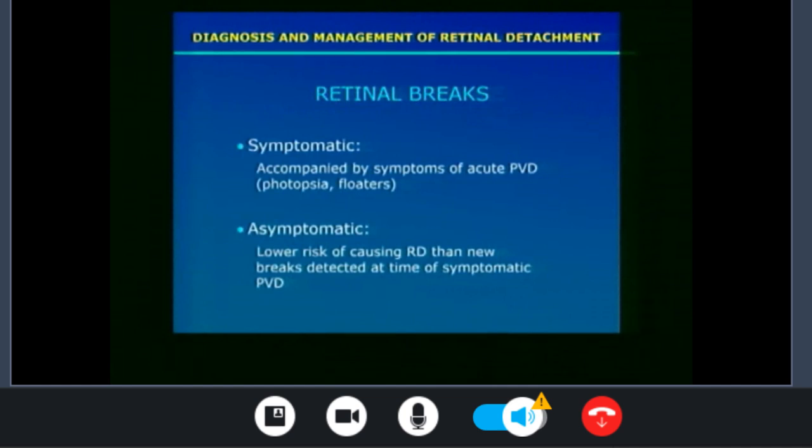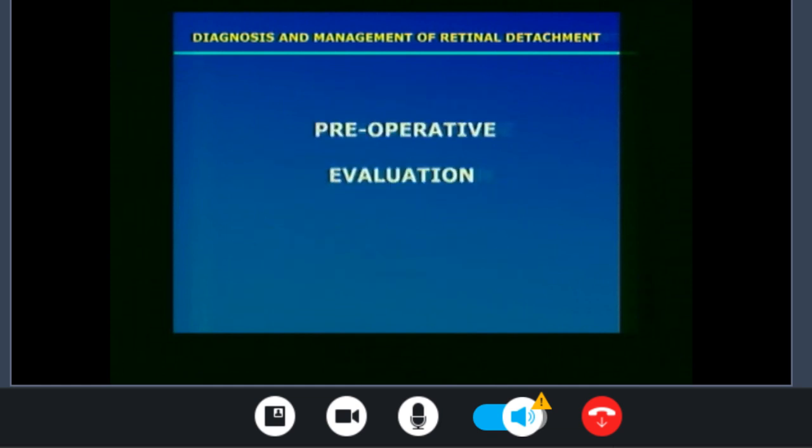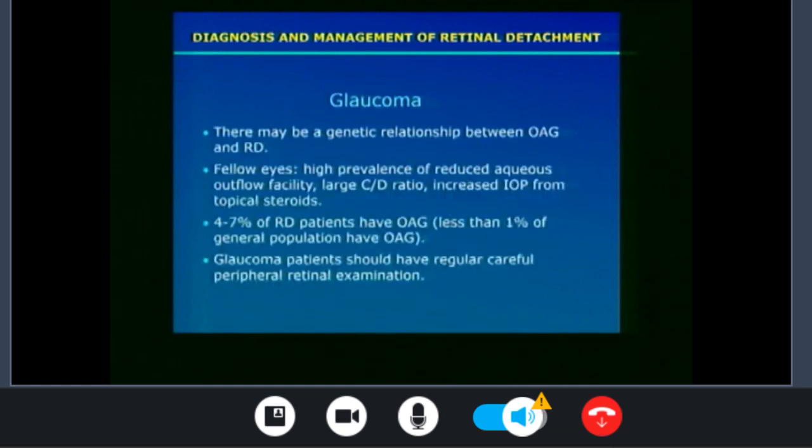So we divide retinal breaks into symptomatic breaks, which means they are associated with flashes and floaters, and these are the breaks that cause the detachment, or asymptomatic breaks that you detect accidentally during routine examination, and the risk of detachment is very low. You don't need to treat an asymptomatic break that you detected accidentally in the clinic. So how will you do?